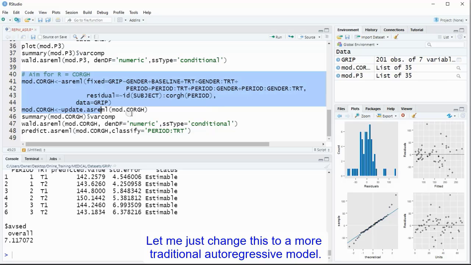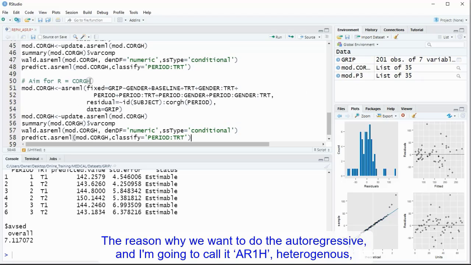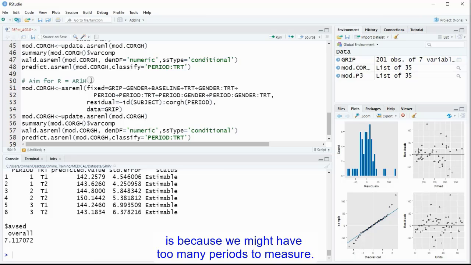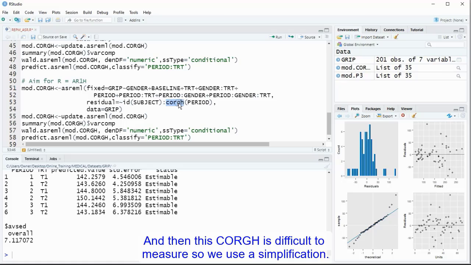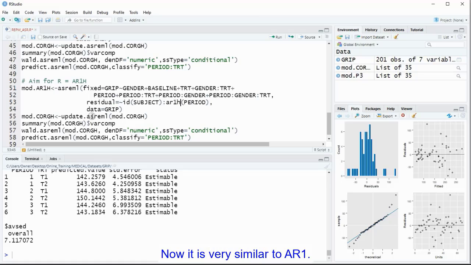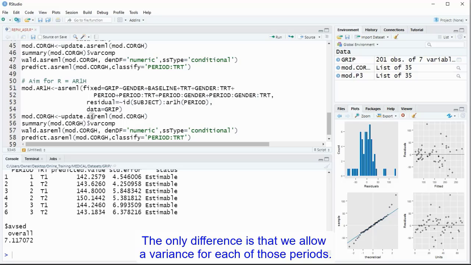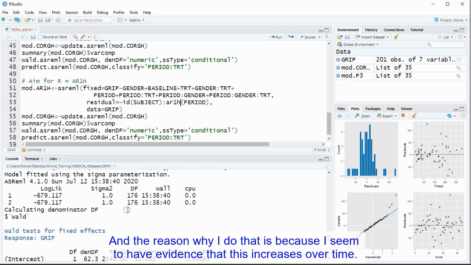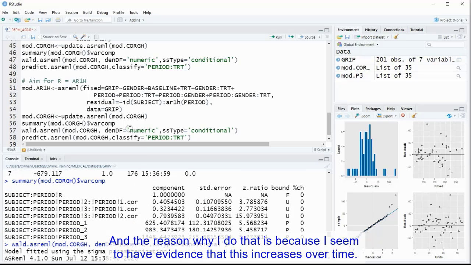Let me just change this to a more traditional autoregressive model. The reason why we want to do the autoregressive, and I'm going to call it AR1H, heterogeneous, is because we might have too many periods to measure, and then this core GH is difficult to measure, so we use a simplification. I can say AR1H, and the only thing I do here is I change this to AR1H. Now it's very similar to AR1, the only difference is that we allow a variance for each of those periods. And the reason why I do that is because I seem to have evidence that this increases over time.